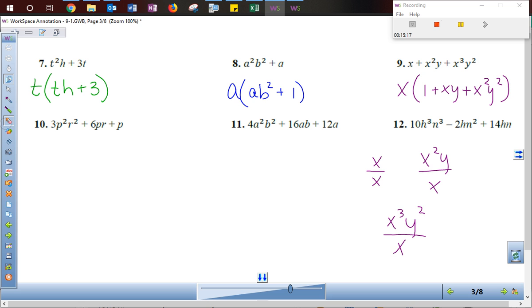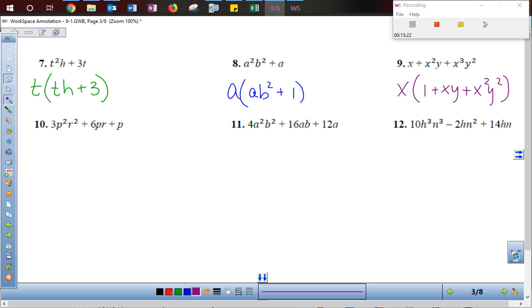Let's try it again on number 10. On number 10, I have 3p squared r squared plus 6pr plus p. If I start with the coefficients, my first term has a coefficient of 3, my second term has a coefficient of 6, and my third term has a coefficient of 1. Since there's a 1, I can't factor out a coefficient, even though 3 and 6 have a greatest common factor, because this guy is involved in there as well.